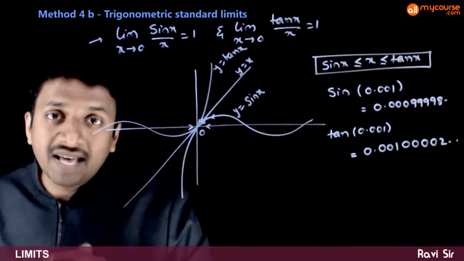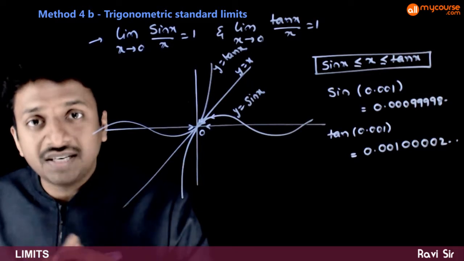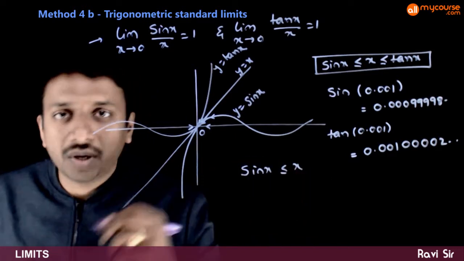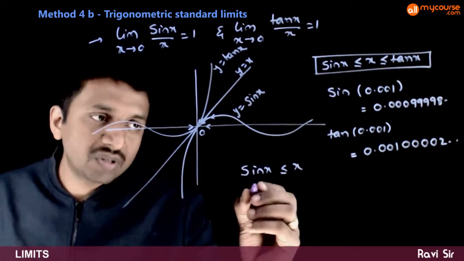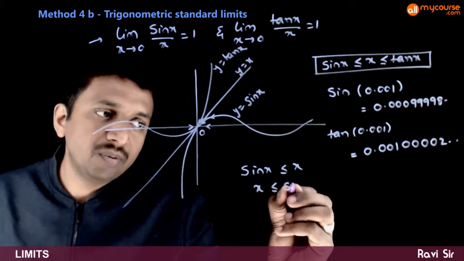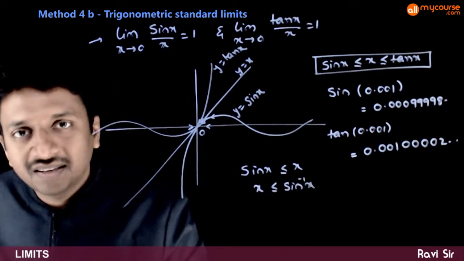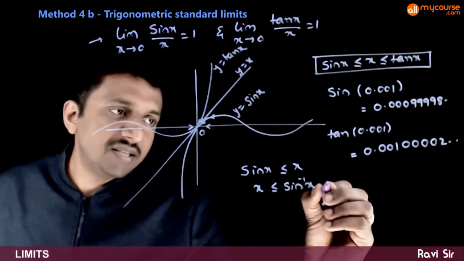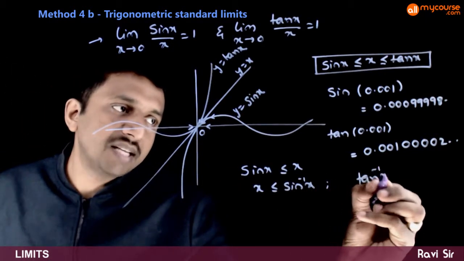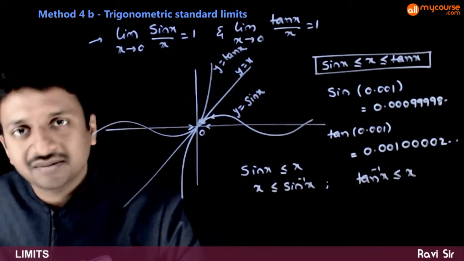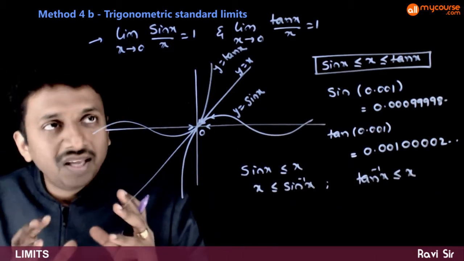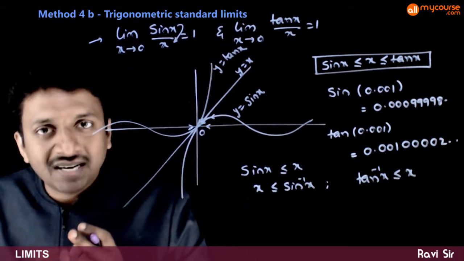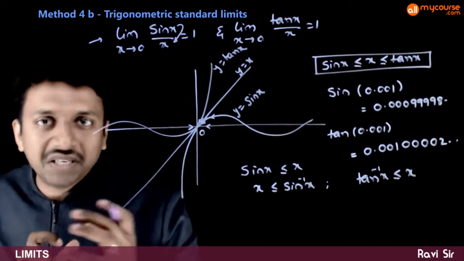You can do the same analysis for sine inverse and tan inverse. As we know, sine x is always less than or equal to x. If you apply sine inverse on both sides, x will be less than or equal to sine inverse x. That is, the value of sine inverse x will always be greater than or equal to x. Similarly, the value of tan inverse x will always be less than or equal to x. So even if they are tending to the same value, you need to understand from which direction they tend to.